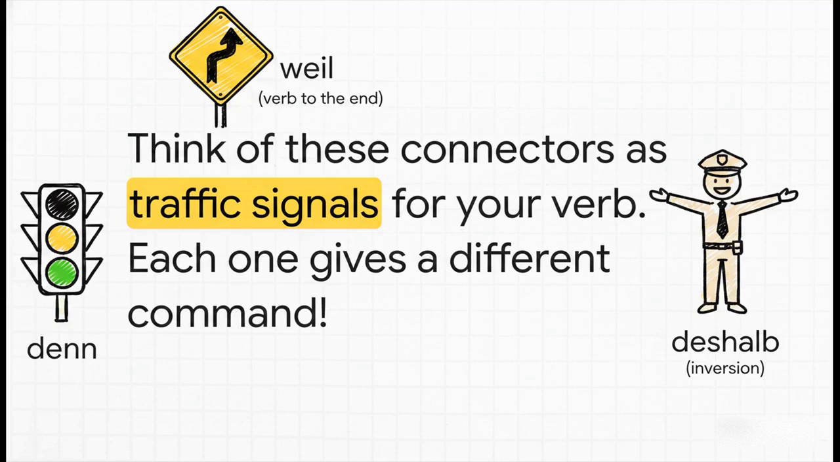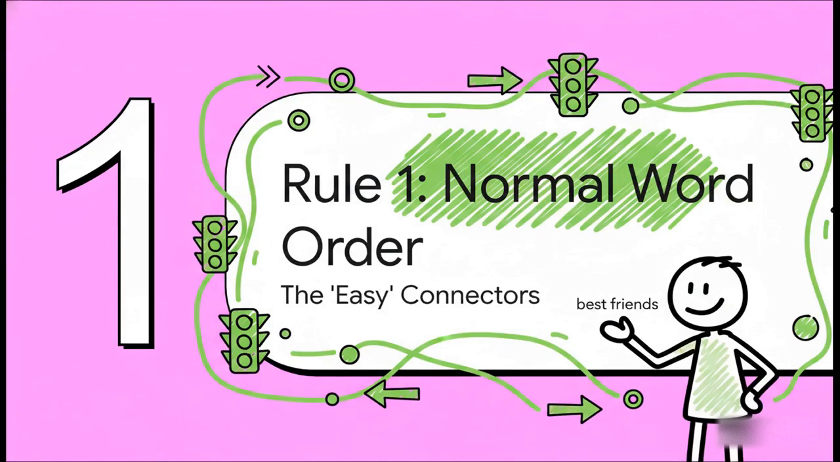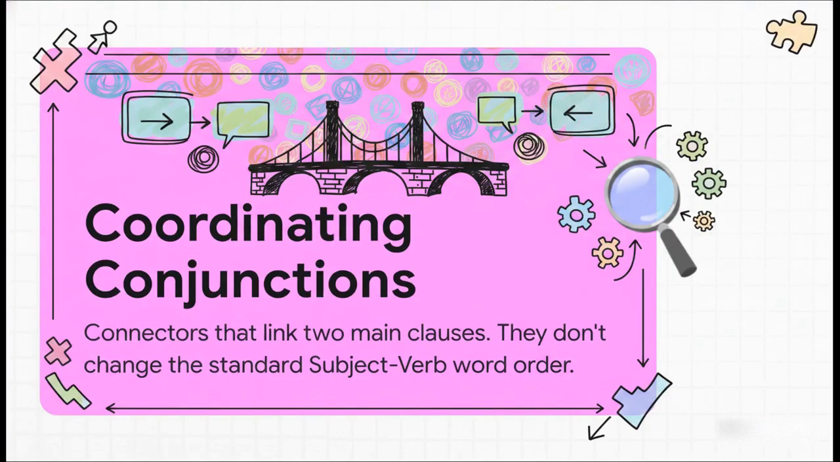So let's learn these rules of the road. We'll start with the easiest rule, the green light. These are the connectors that let you build bigger, more interesting sentences without giving you a word order headache. Honestly, these are going to be your best friends when you're starting out. So this first group is called coordinating conjunctions. Their job is super simple. They just link 2 complete main clauses together.